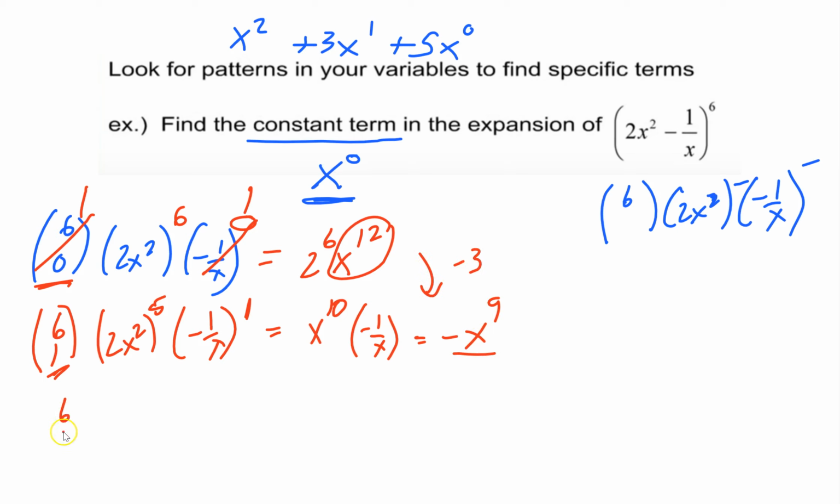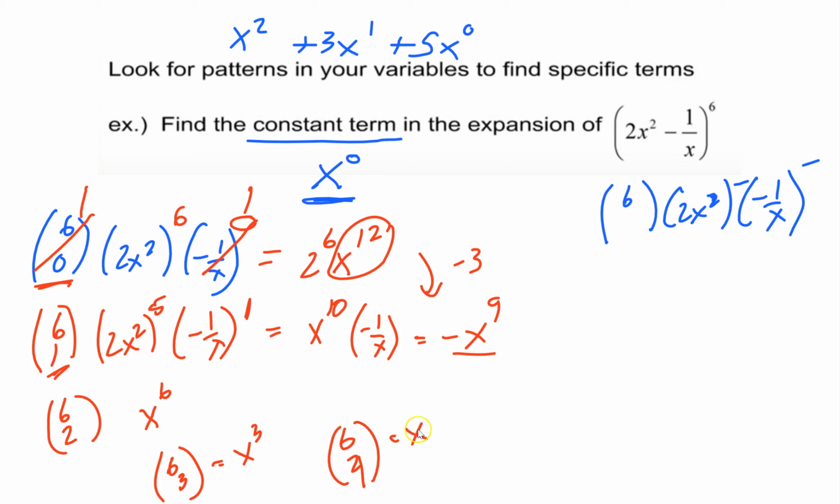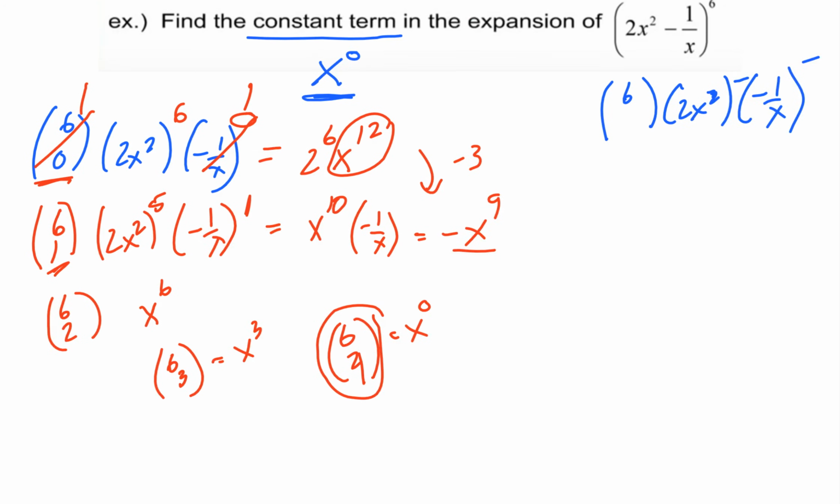So if I did 6, 2, I'll get x to the 6th. If I did 6, 3, I'll get x to the 3rd. I did 6, 2 already. 6, 4, I'll get x to the 0 power, which is what I want. 6, 5 gives me x to the negative 3rd, and yada yada. So the only one I really want to expand is 6, 4. That's the only one I need to expand. So let's expand that one, because all I want is the constant term.